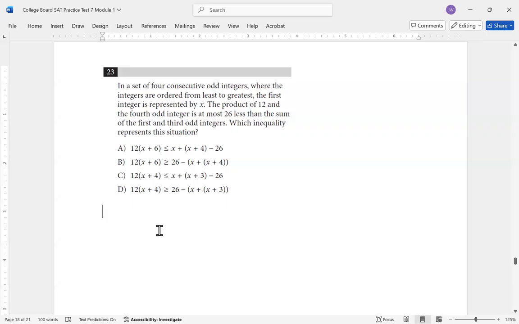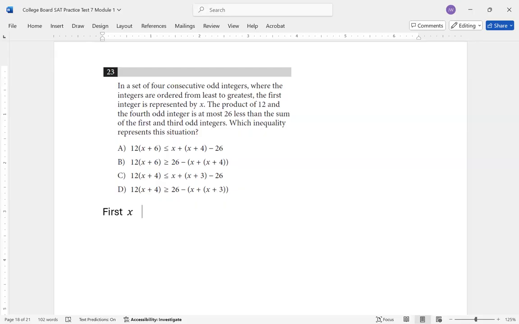Now, there's a lot of words there, so let's break this down into pieces. The first thing I want to do is set up the language for the integers. The first integer is going to be called x. That's what it tells me. That's the smallest. We're dealing with consecutive odd integers. And if we talk about odd integers, we're talking about things like 1, 3, 5, 7, 9, etc. They're all skipping by 2. To go from 1 to 3 is a plus 2. To go from 3 to 5 is another plus 2, and so on and so forth.